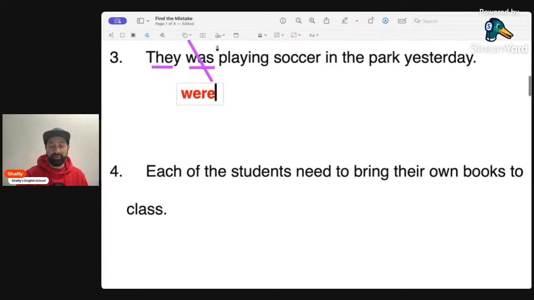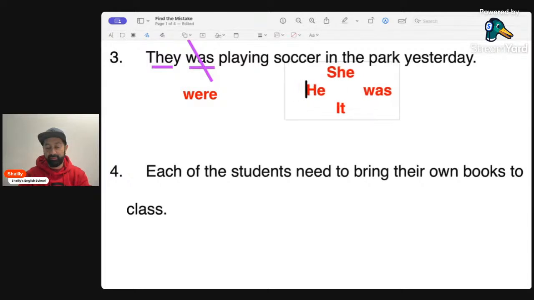If you want to say was, I'll put up a little note here. Like I said before, it's going to be she, he, it. All of these can use was. If you're using they, I, we, you, it's going to be were. But she, he, it is was. And then the rest of the subjects we will use were. Make sure you remember that.